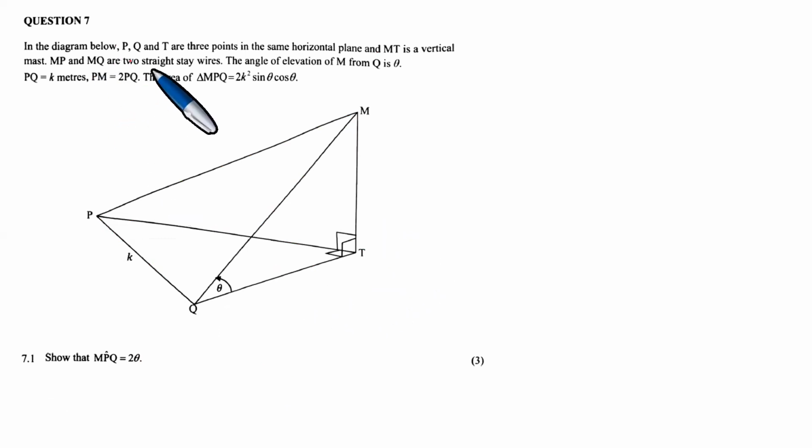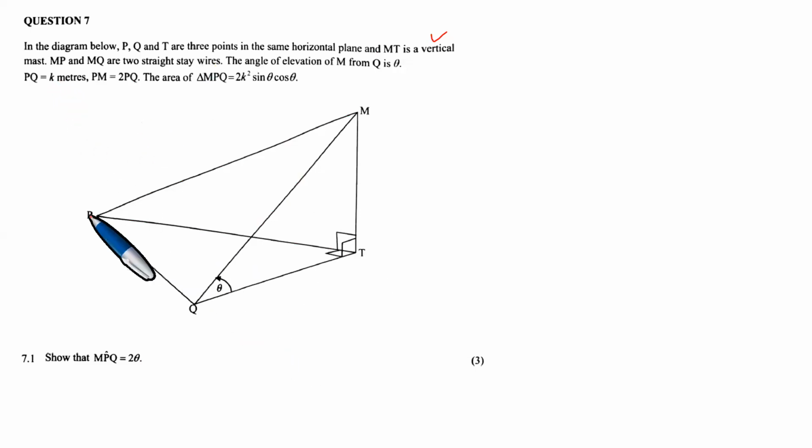In the diagram below, P, Q, and T are 3 points in the same horizontal plane, and MT is a vertical mast. Here is MT, it is vertical, and therefore, because it is vertical, it makes an angle of 90 degrees with the horizontal. And we have MP and MQ, which are 2 straight wires. Here is MP and here is MQ. The angle of elevation of M from Q is theta. This one here is exactly theta.